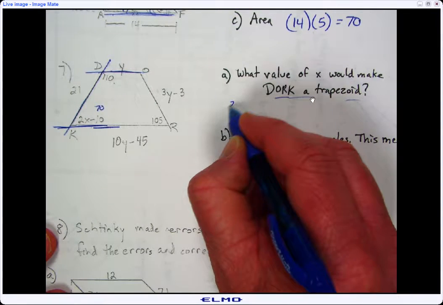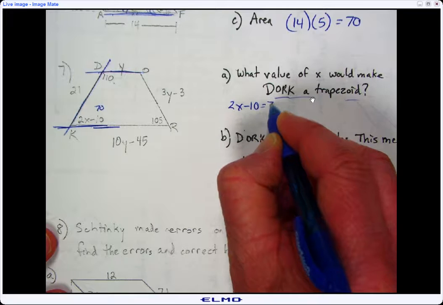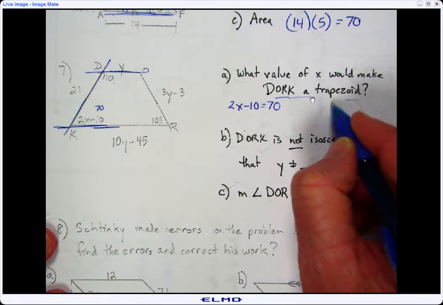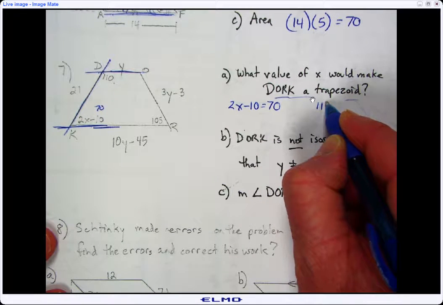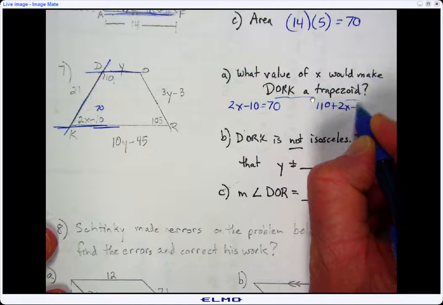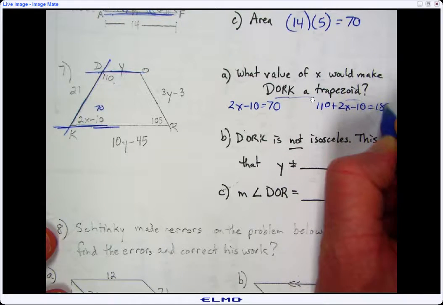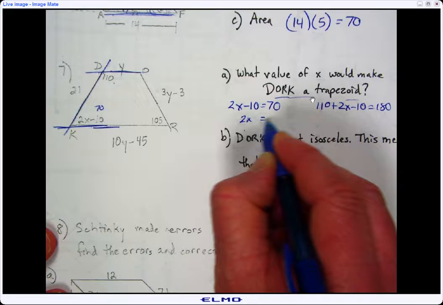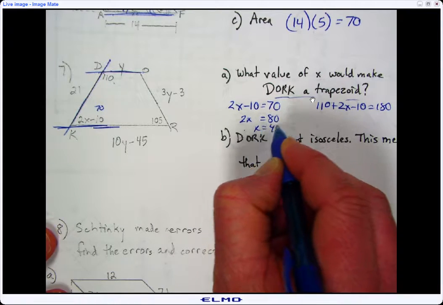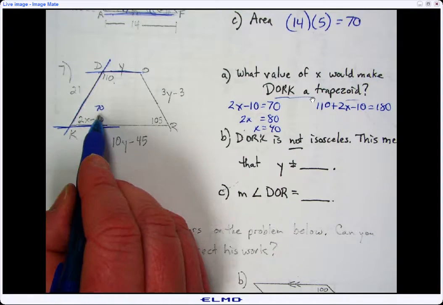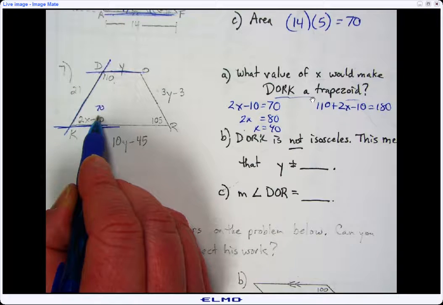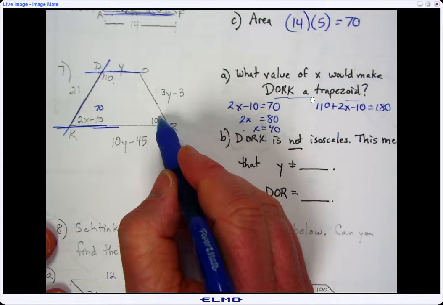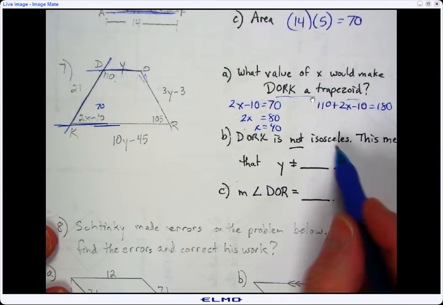So I can either do 2x minus 10 equals 70, or you can do 110 plus 2x minus 10 equals 180. Either one of those. This one's a little easier to solve. So x equals 40. If x equals 40, then this is 70. And stuff's getting kind of crazy because really this 105 would be better fitting up here. But it doesn't ask you about that.